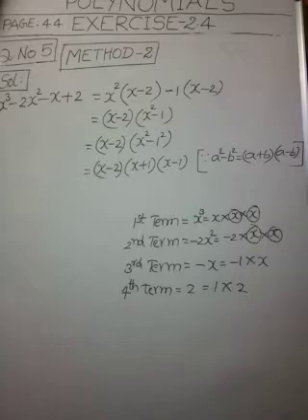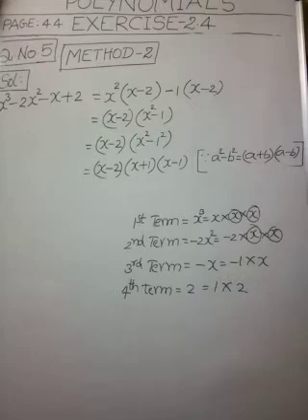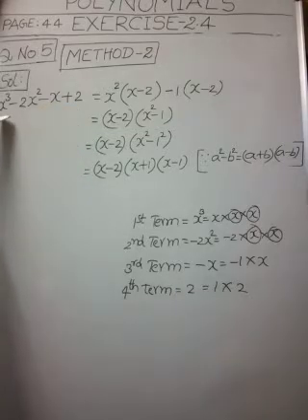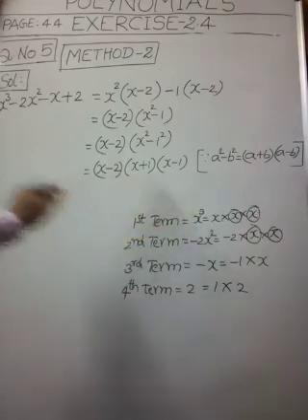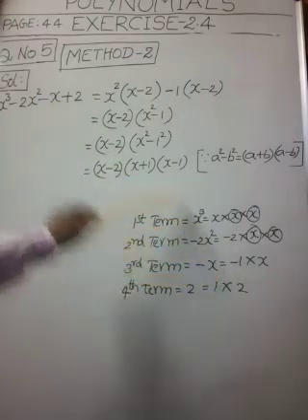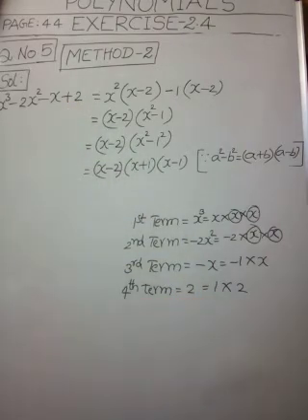Now come to the second method. Okay, my dear children, we are finding the factors. We are factorizing this cubic polynomial in the second method. In this polynomial, how many terms are there? 4 terms. First term is x cube, second term is minus 2x square, third term is minus x, and fourth term is 2. Okay, my dear children.